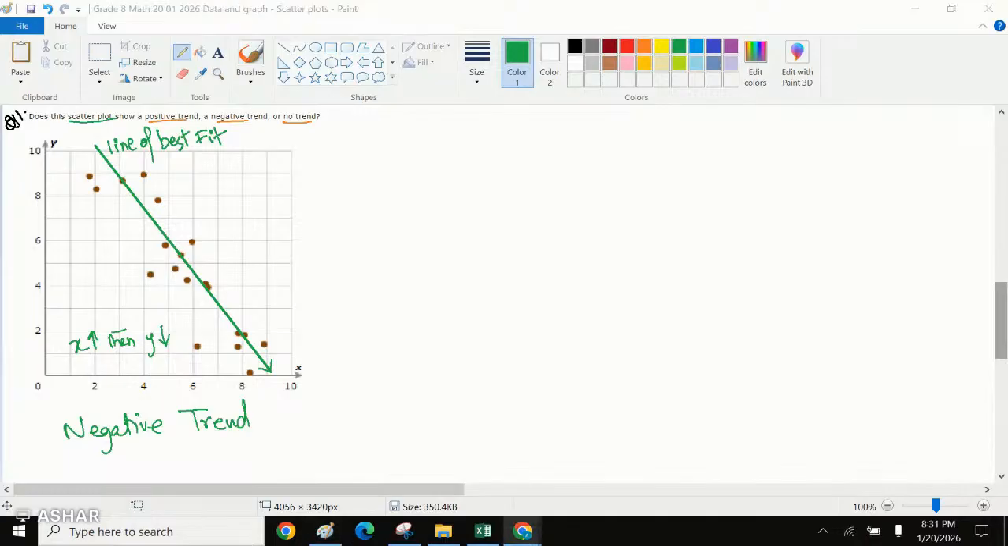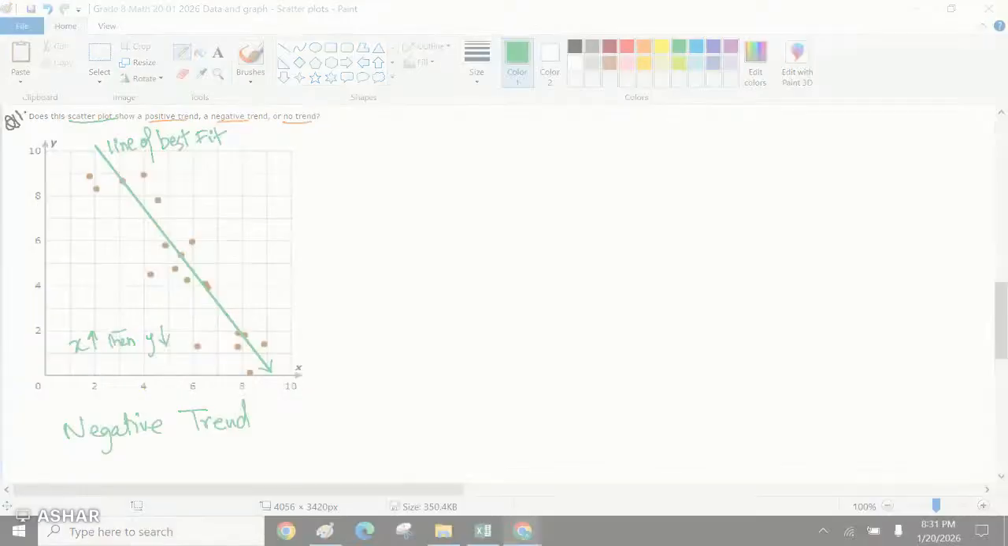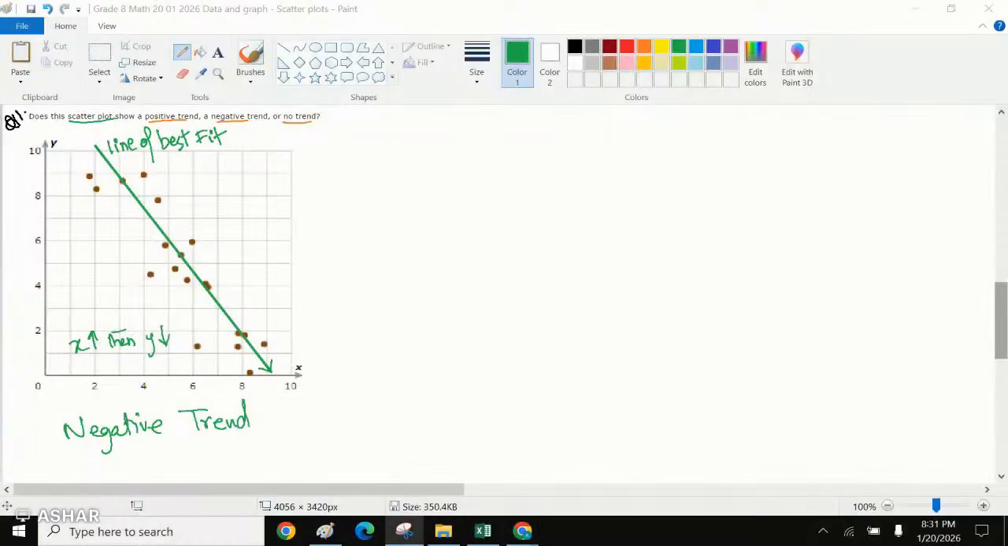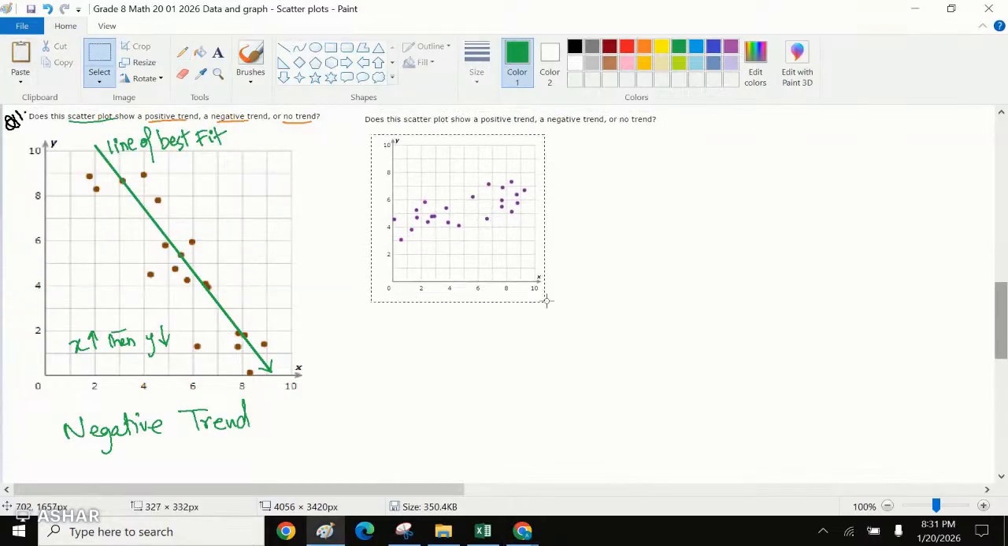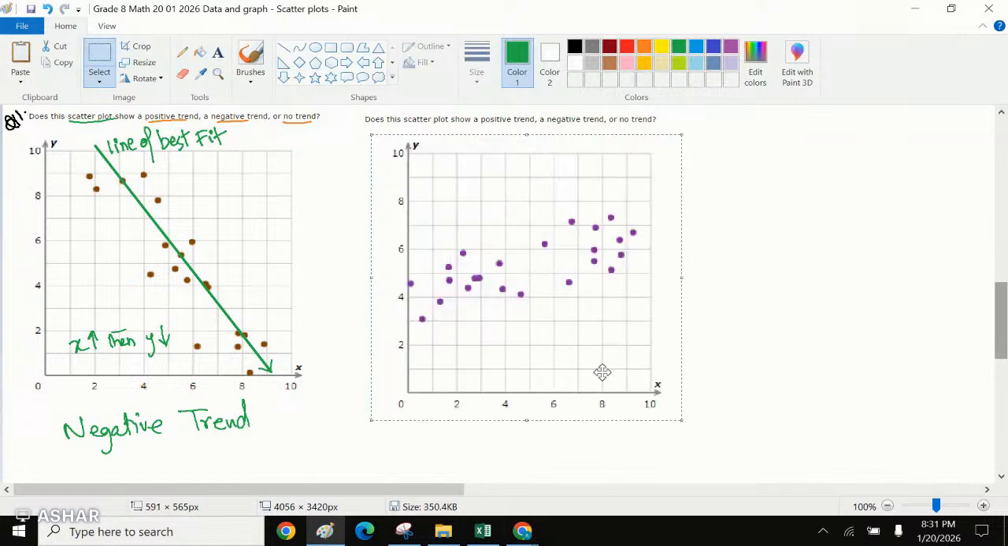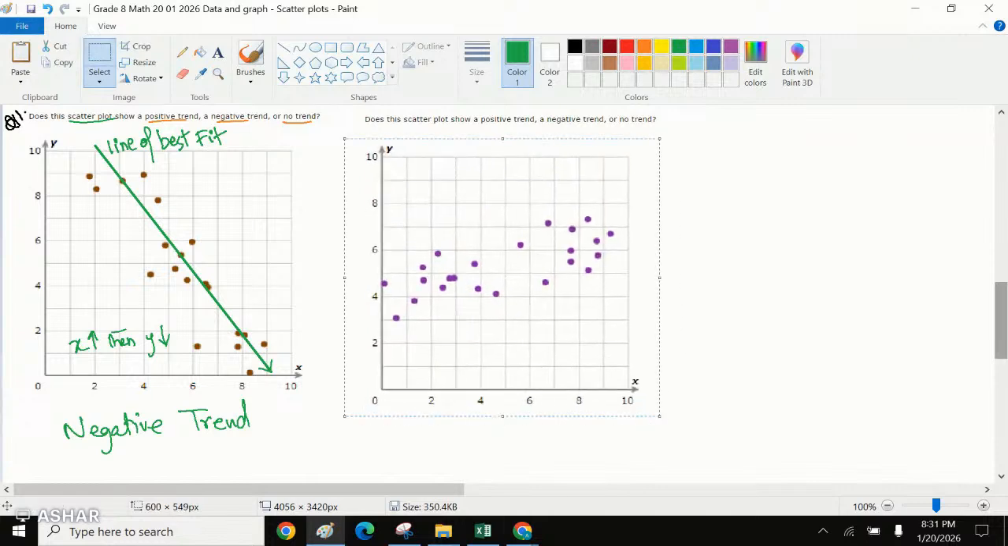Let's look at another example. So the next question we have says, does this scatter plot show a positive, negative, or no trend? Let's study this.